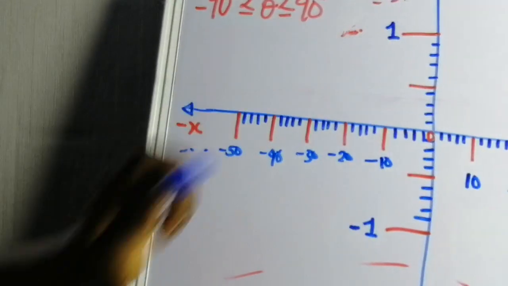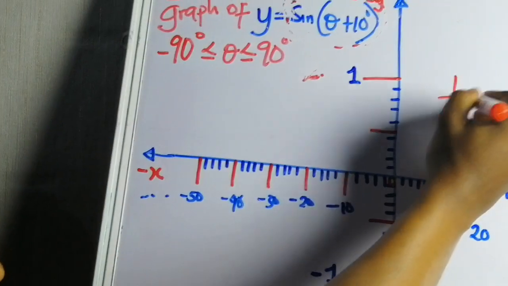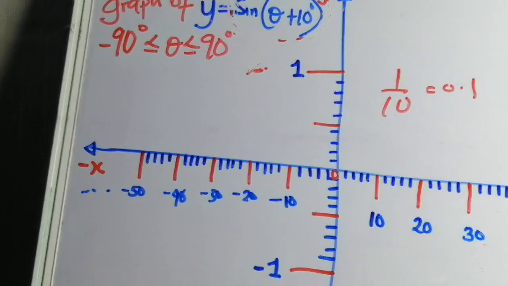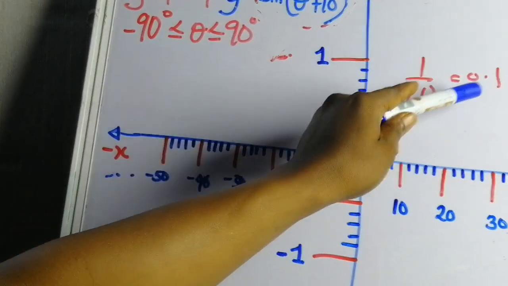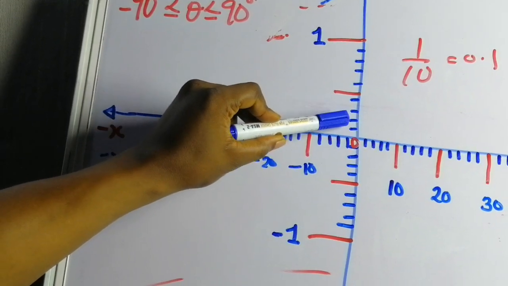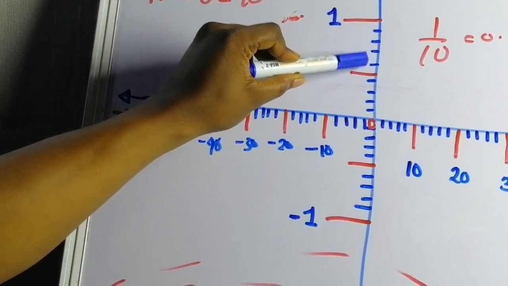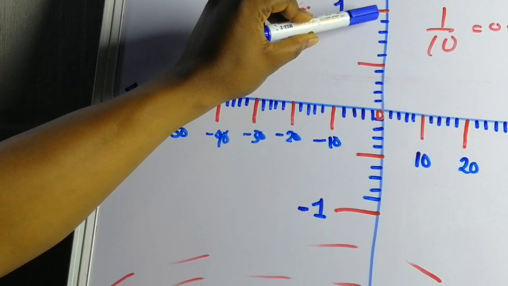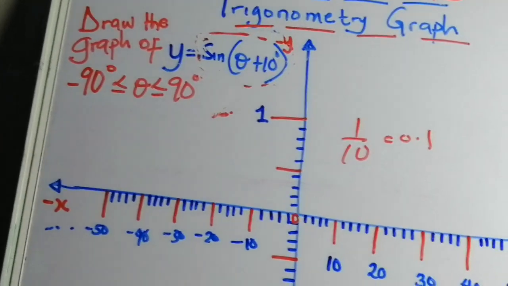I have 10 lines. So what do I need to do? If I say 1 divided by 10, what is it? 0.1. That is the meaning. If you press your calculator, 1 divided by 10 is 0.1. So each of these lines is what? 0.1, 0.2, 0.3, 0.4, 0.5, 0.6, 0.7, 0.8, 0.9. 0.9 plus another 0.1 is what? 1. That is the meaning.